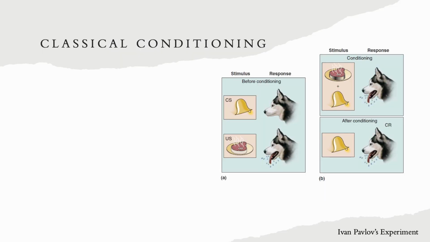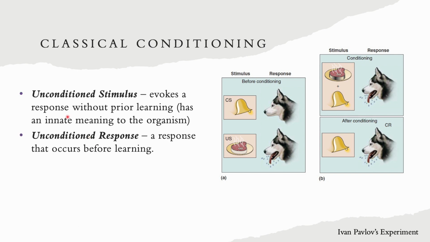First, let's talk about classical conditioning, and I'm going to use the classic example of Ivan Pavlov's dog. But before we get into that experiment, let's go over key definitions. Remember that an unconditioned stimulus evokes a response without prior learning. This means that it typically has an innate meaning to the organism. So, for example, a dog is going to have a response to meat without prior learning. An unconditioned response occurs before learning. So a dog will likely salivate at the presence of food such as red meat, and that is innate within them.